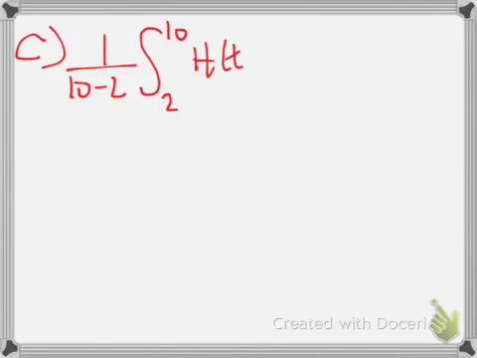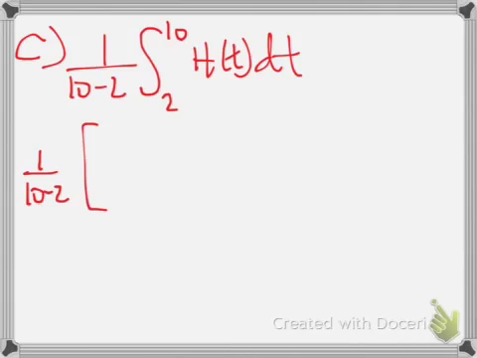And so we're going to need 1 over 10 minus 2, integral from 2 to 10 of h of t dt. So that's what we want to approximate with the trapezoids. Okay, so I'm going to need 1 over 10 minus 2, and then I'm going to need some trapezoids.